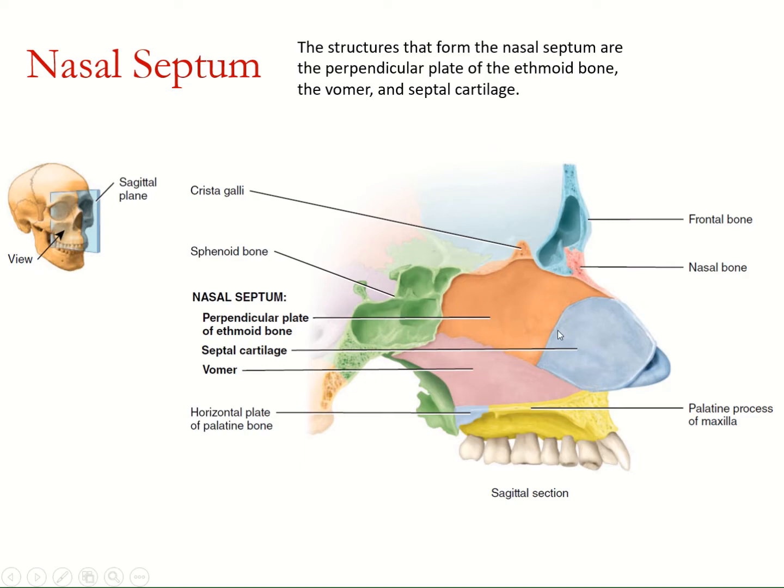Okay, so your nasal septum, this is your perpendicular plate of the ethmoid bone, the septal cartilage, and the vomer. So your nasal septum is not only made up of bone, but it is also made up of cartilage because of the septal cartilage over here. Bones coming from the perpendicular plate and the vomer, and the anterior part is made of the septal cartilage. This is your nasal septum.